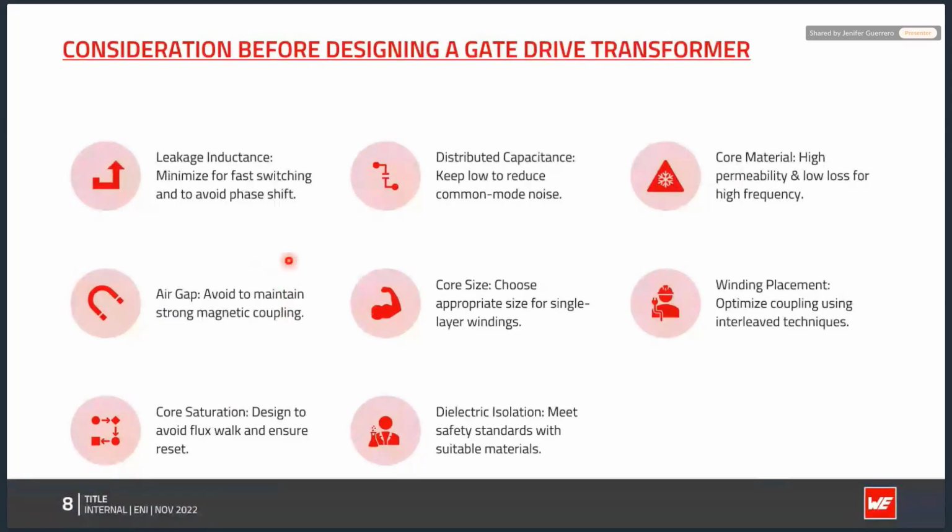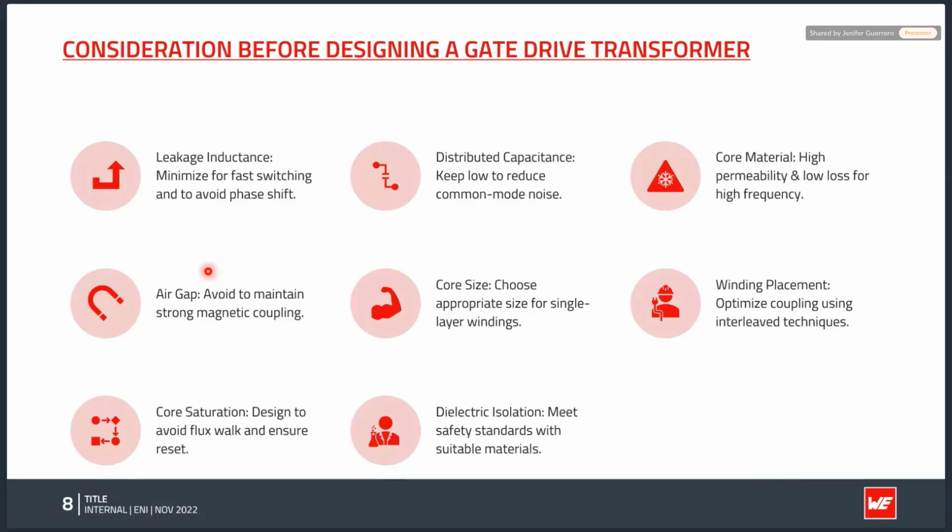Now, air gap. For the gate drive transformer, we try to reduce the air gaps as much as possible. So why? Because a gap lowers the effective permeability, and we have to increase the number of turns. This will also introduce unwanted flux leakage.